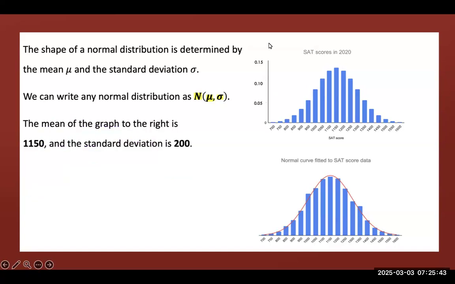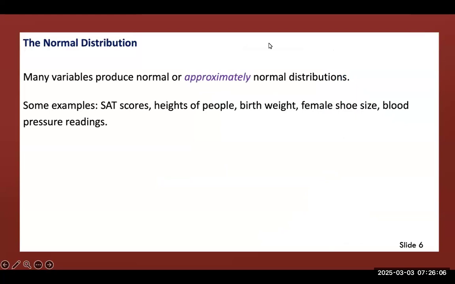So for the graph on the right, the mean is 1150 and the standard deviation is 200. I can use a computer to help me find those values. And I can write this distribution as capital N(1150, 200), just like what I have highlighted in yellow. Now, many variables produce normal or approximately normal distributions. Some examples are SAT scores, heights of people, birth weight, female shoe size, and blood pressure readings. And there's many, many more variables that have normal distributions.